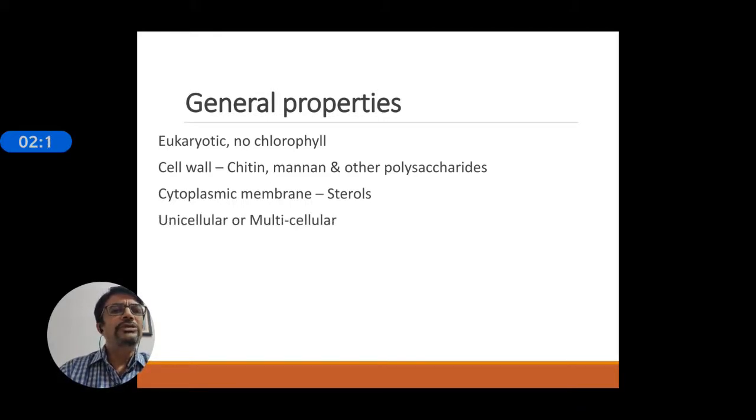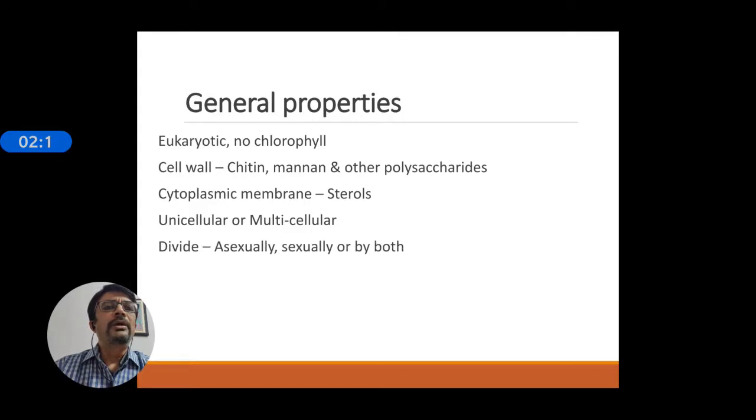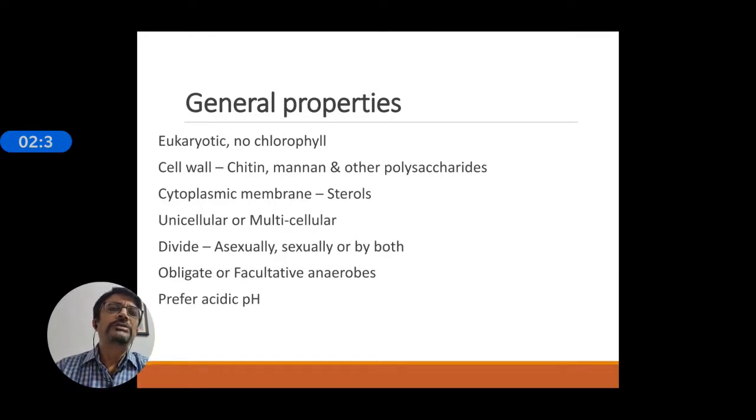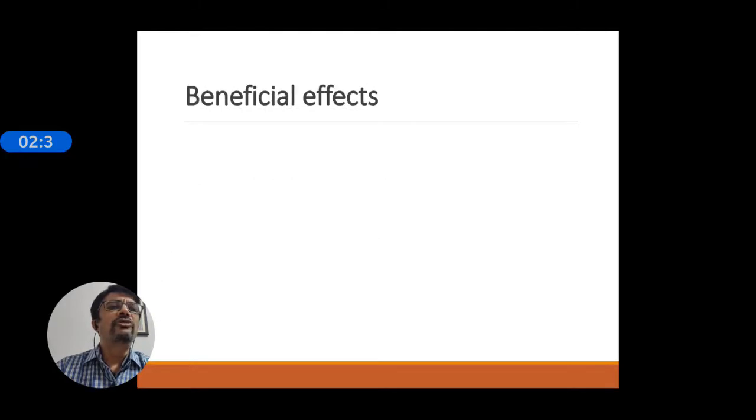It may be unicellular as a yeast. It may be multicellular many times as a mold. They may reproduce asexually as well as sexually. They are obligate or facultative anaerobes, and they prefer to grow at slightly acidic pH. So these are the general properties of the fungus.